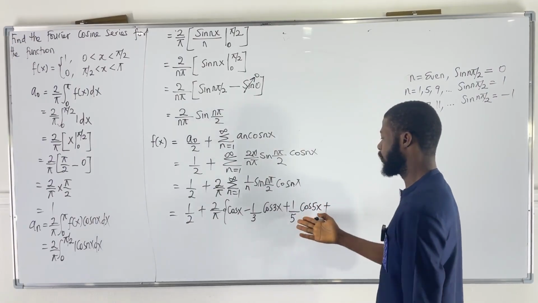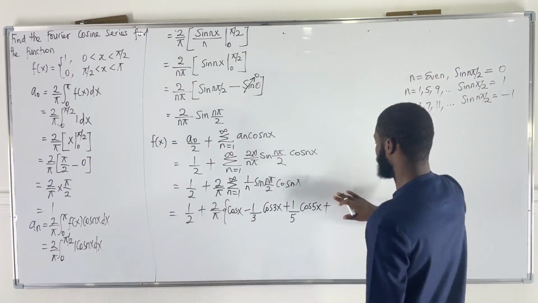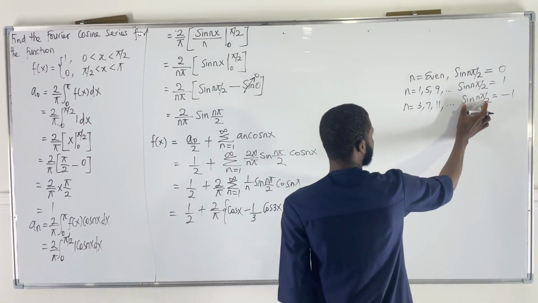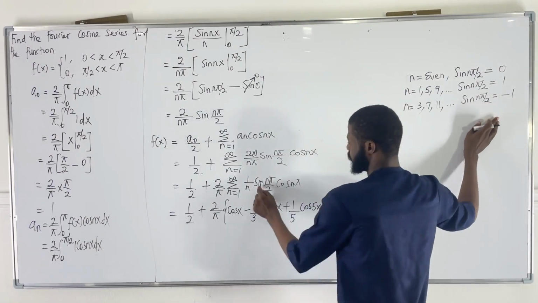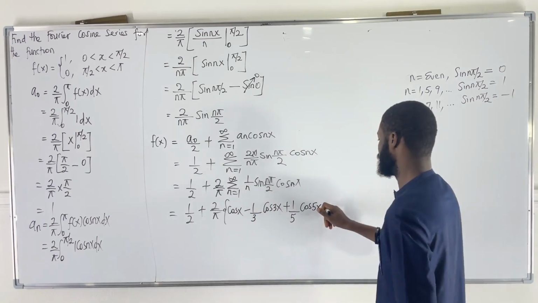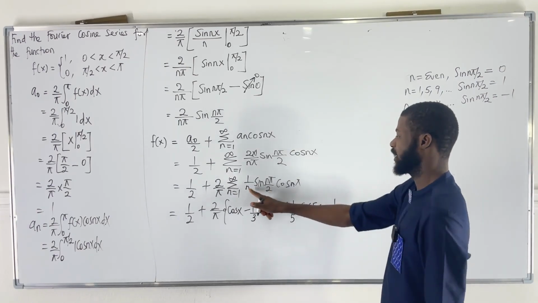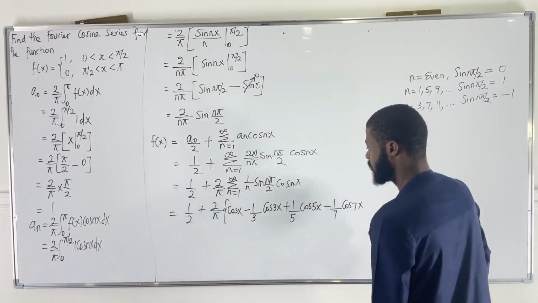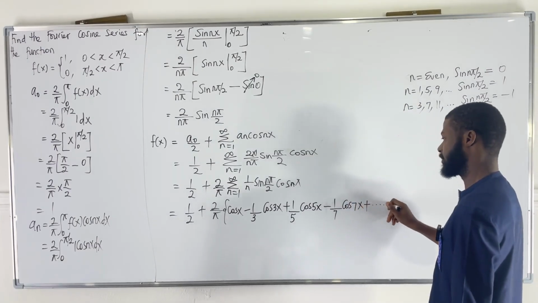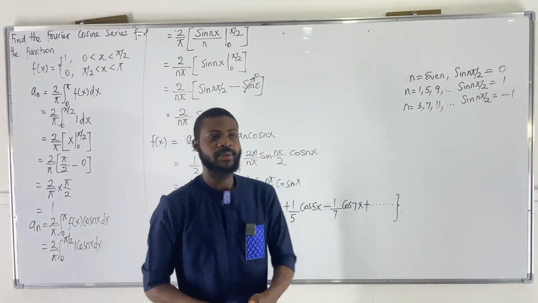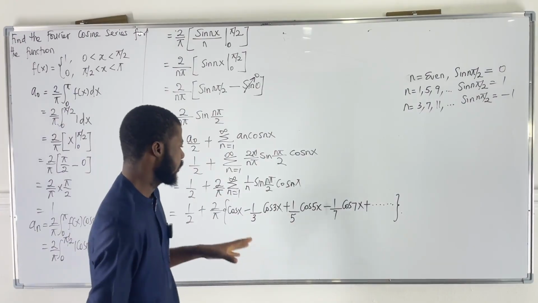Next will be 6. But when it's 6, it's 0 because 6 is an even number. So let's go to 7. But when it's 7, this sine n pi over 2 is minus 1. So this will now be minus 1 over n. So this is minus 1 over, we're dealing with 7. So this is 7 cosine of 7x. And it follows just like that. Can't really get on to infinity. So that would be the answer to this very problem.